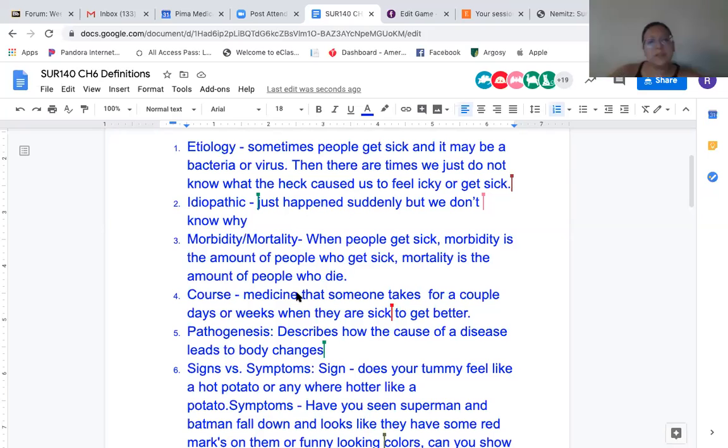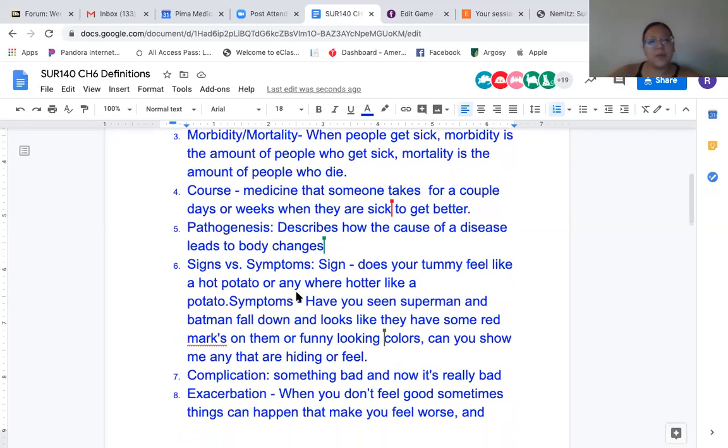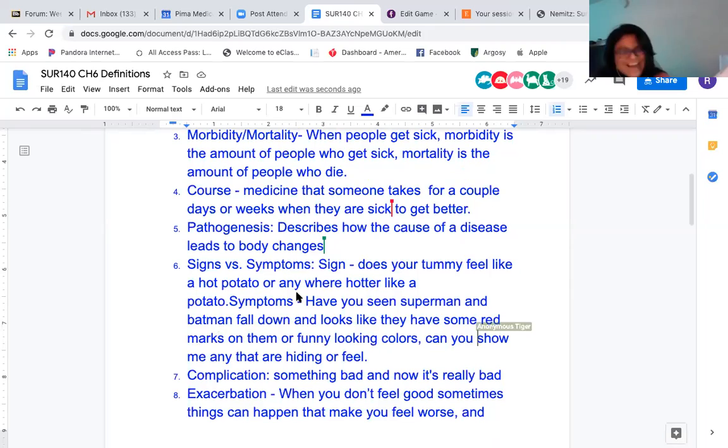Course, medicine that someone takes for a couple of days or weeks when they are sick so they can feel and get better. Absolutely. Good job. Pathogenesis describes how the cause of a disease leads to body changes. Good.